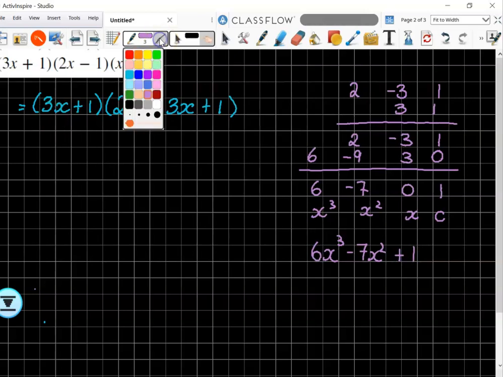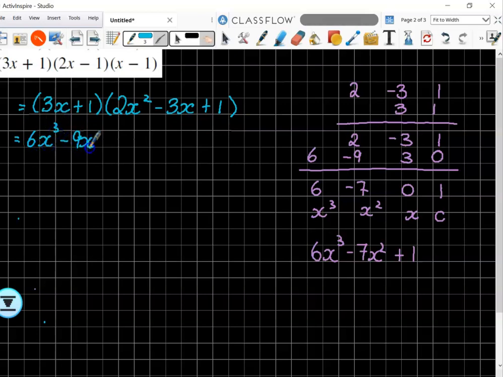So if we check this now, I'm saving you. You don't have to do all of this. I'm trying to be nice to you. Times everything by the 3x. So you get 6x cubed minus 9x squared plus 3x. Now times everything by the 1. 2x squared, take 3x, plus 1. Gather your like terms. There's only one 6x cubed. Minus 9 plus 2 gives me the minus 7x squared. We've got a plus 3x, take 3x, they cancel. You've got plus 1. So it works, right?